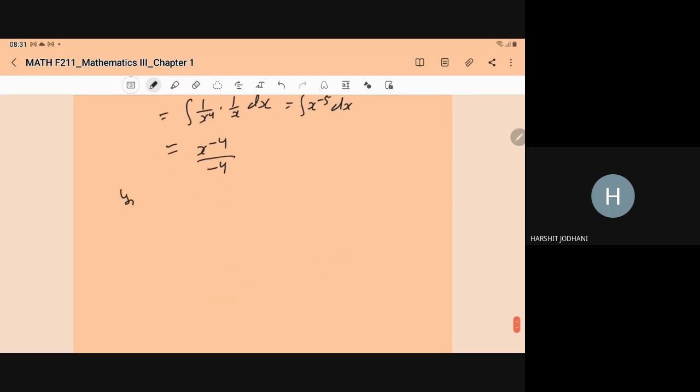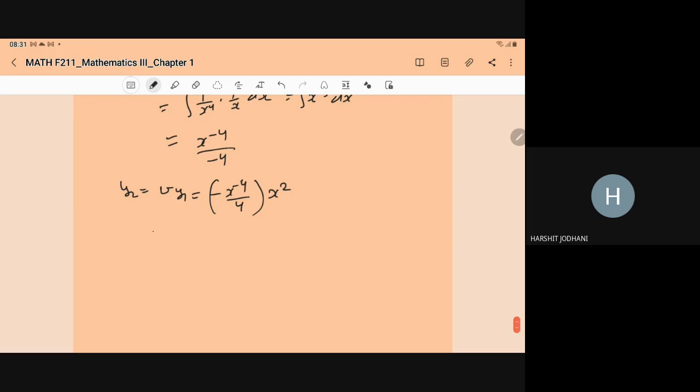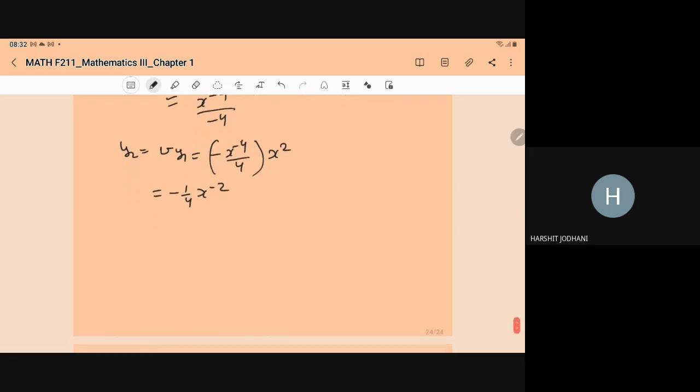So what is the y2? It is the value of the v into y1. So y2 will be minus x to the power minus 4 upon 4, that is your v, into y1, that is your x square. So this will give you minus 1 upon 4 x to the power minus 2. As you know, a constant multiple of a solution is a solution. So if you divide by minus 1 by 4, that will also be a solution. So y2 will be x to the power minus 2.